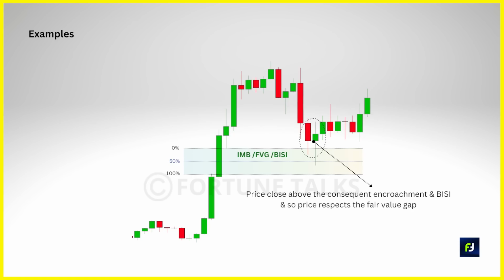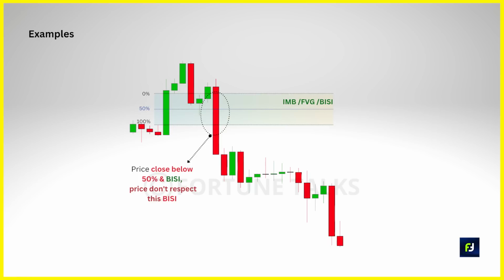Now, if you look at a BISI or a bullish fair value gap right here and mark out the consequent encroachment to see what happens. The price reaches into the fair value gap and closes out. So it is currently respecting the BISI and it is still deemed valid. Another case is when the price breaks out and closes below the BISI, and in that case we can confirm that the price is not respecting the BISI and it can be regarded as invalid.